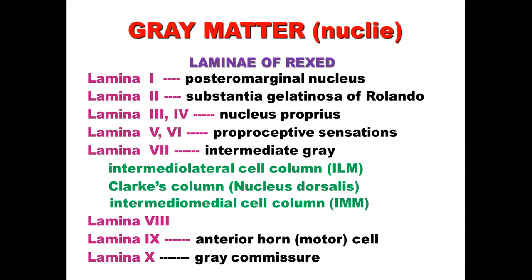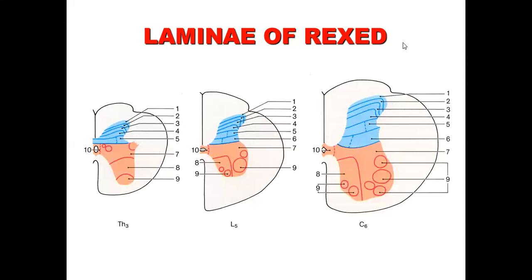And then we have laminae 5 and 6 that contain neurons for proprioceptive sensations, and lamina 7 has the intermediate gray column, and lamina 9 is important, that contains anterior horn cells, that is motor nuclei in the anterior gray horn, that is in lamina 9. In this picture, we can see here is lamina 1, 2, 3, 4, 5, 6, 7, and 8, and 9. So these laminae are longitudinally arranged layers.